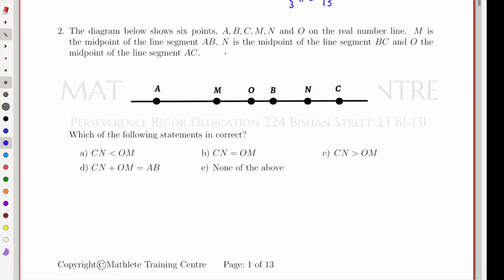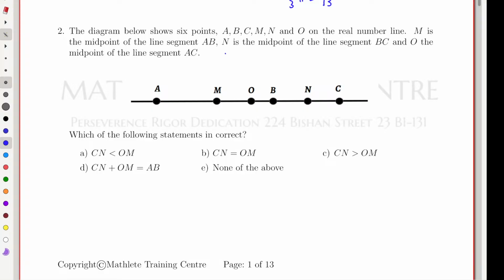Which of the following is correct? Now for this question, some of them you can try to see visually, but some of them are not so obvious. For the ones that are not so obvious, what can we do? We can try to set up variables, right? Because variables allow us to write, for example, one length in terms of another length. So it's a little bit similar to coordinate geometry, right?